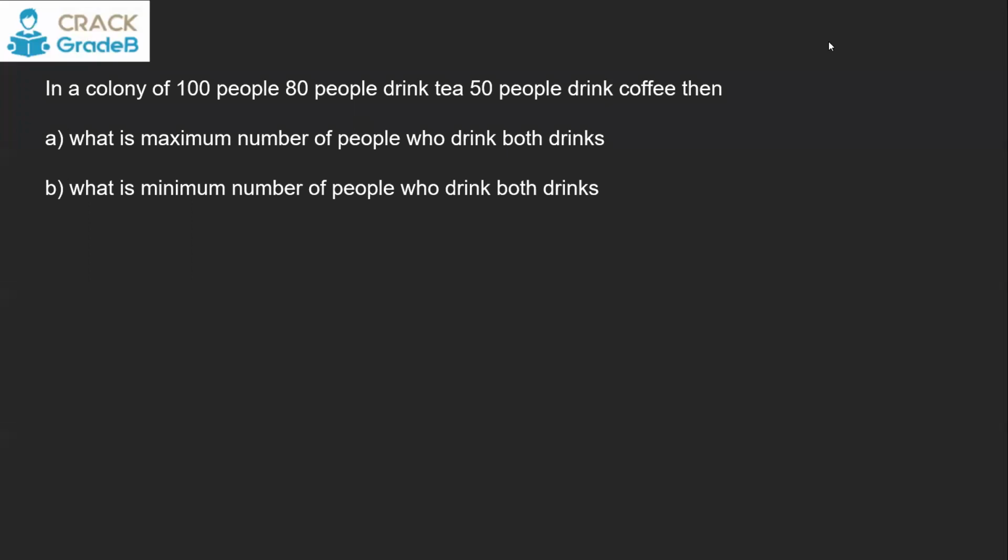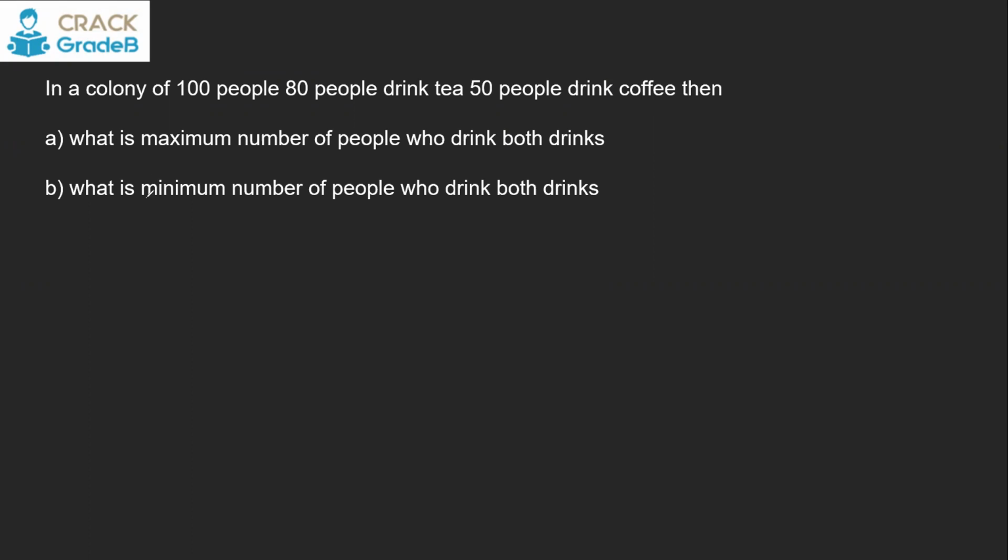Okay, consider this question. This is the maxima minima based question. It is kind of the same question that we have seen, but here one information is hidden from you. It says, in a colony of 100 people, 80 people drink tea, 50 people drink coffee. There are 2 questions. What is the maximum number of people who drink both drinks? And what is the minimum number of people who drink both drinks?